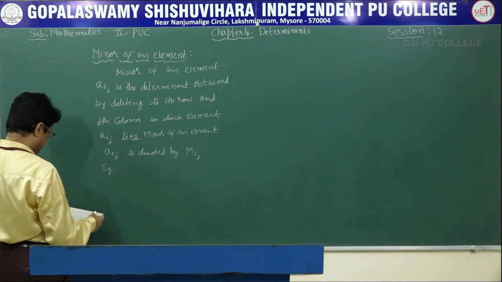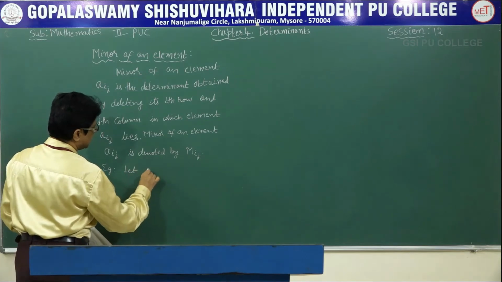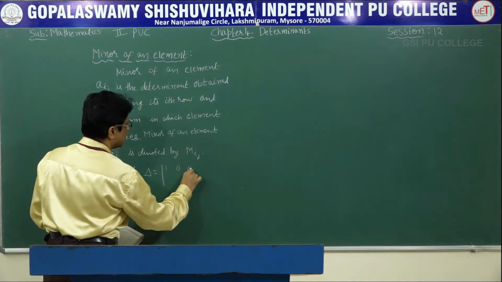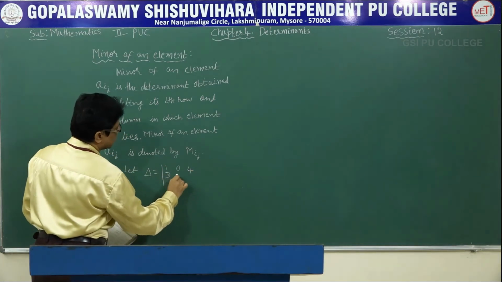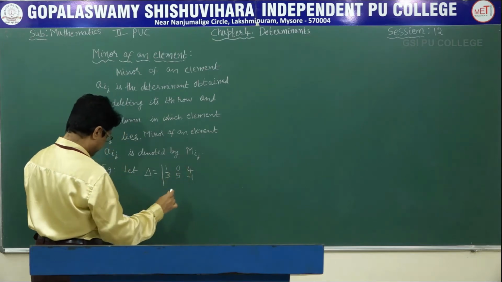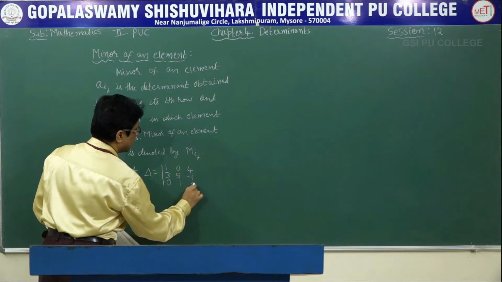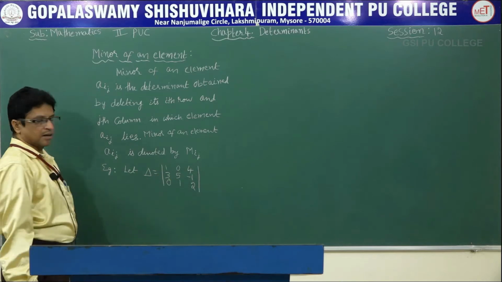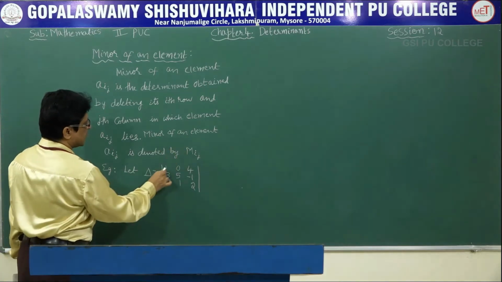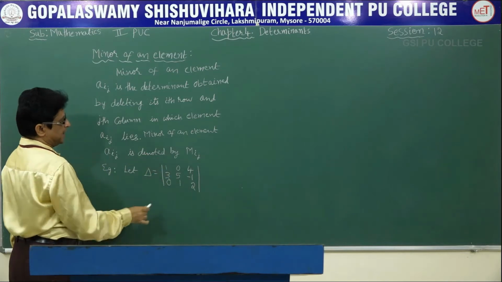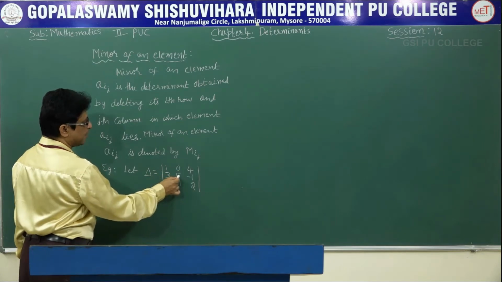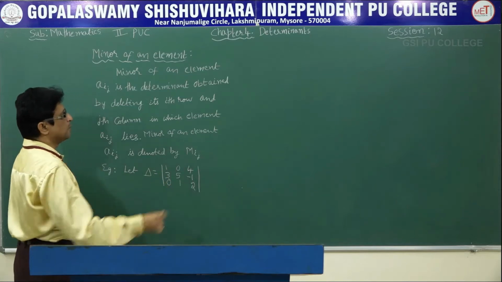Example, let delta equals determinant of 1, 0, 4, 3, 5, minus 1, 0, 1, 2. So here this is a 3 cross 3 determinant. Now let us find the minor of every element. So we shall find minor of 1, minor of 0, minor of 4, minor of 3, minor of 5, minor of minus 1, minor of 0, minor of 1 and minor of 2.